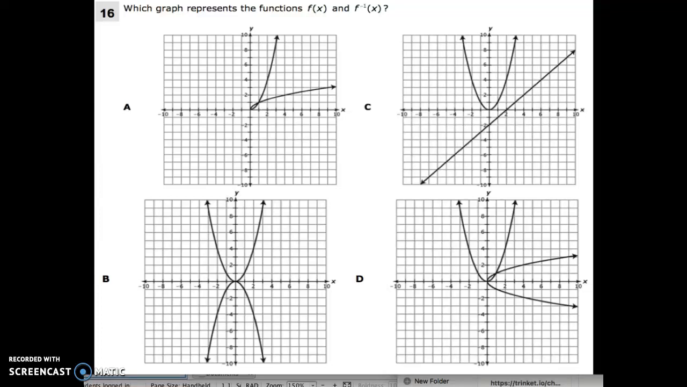Question number 16 is something you've done very similar before. We're looking for which functions are going to be f of x and f negative x. So if we're looking for the inverse, remember that we're looking for the original and its inverse. And I'm only going to help you cross off one of these.